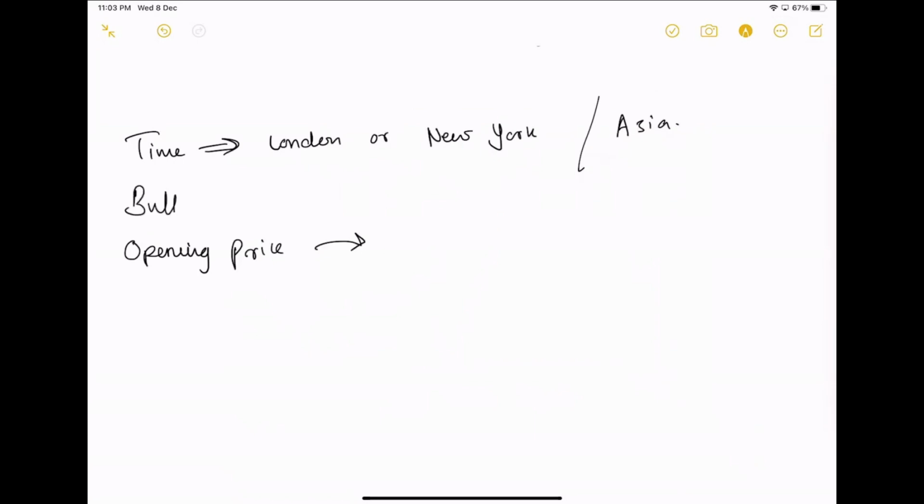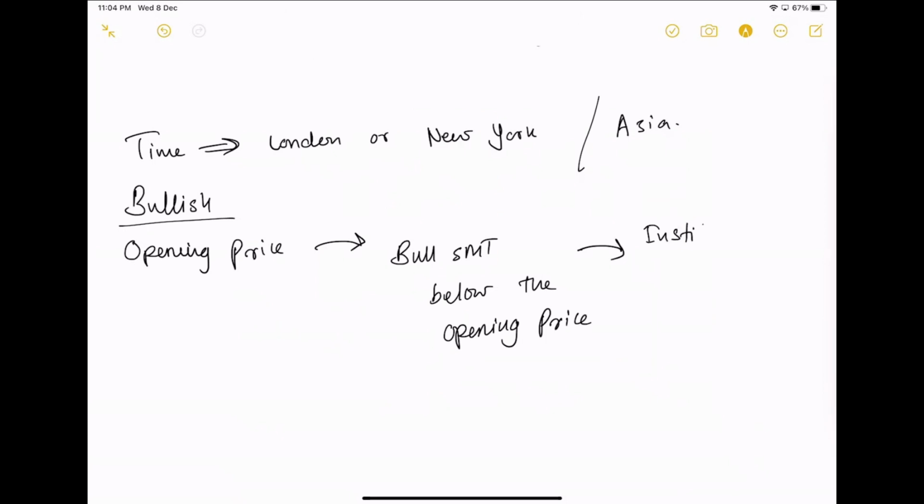For the bullish scenario, you have the opening price. You have bullish SMT below the opening price. You have an institutional swing point forming. And now you have a buy.